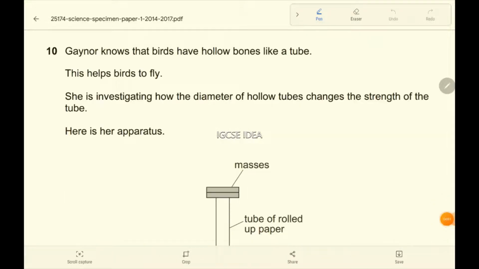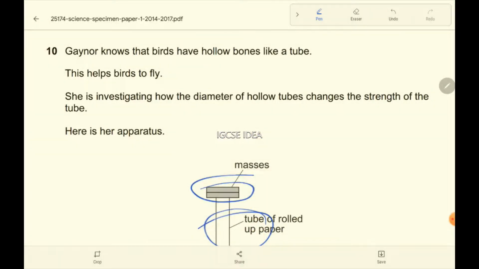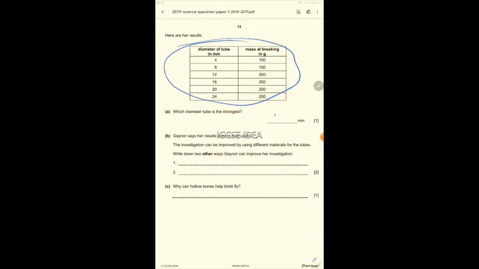Gyno knows that birds have hollow bones like a tube. This helps birds to fly. She is investigating how the diameter of hollow bones, hollow tubes, changes the strength of the tube. Here is her apparatus: masses, a tube of rolled paper, and of course the floor. Here are her results. Okay, this is the table showing her results. Which diameter tube is the strongest? 16.